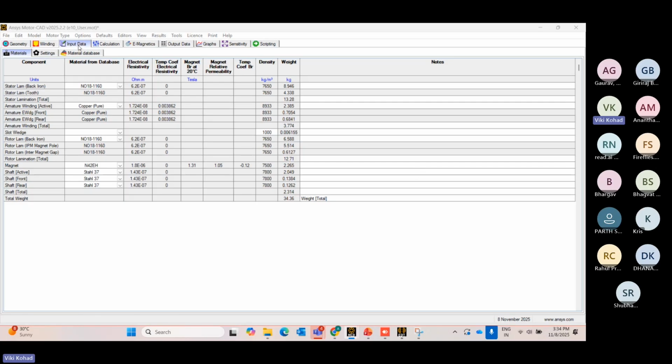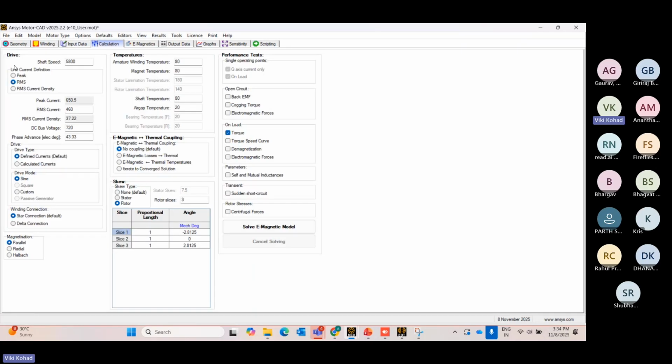So here, after the input data, the calculations tab is there. In the calculations we have to give, for the motor, the RPM at which my motor is working. Right now it is 5800 RPM, current line definition, RMS or peak. Then we have to select some parameters like winding connection, star or delta. Then the coupling is there.